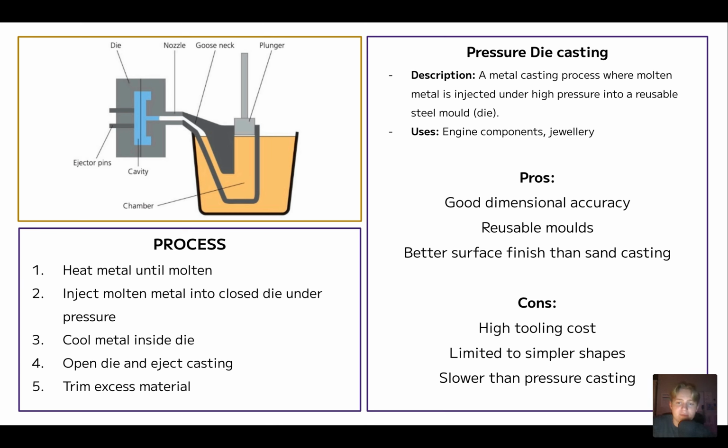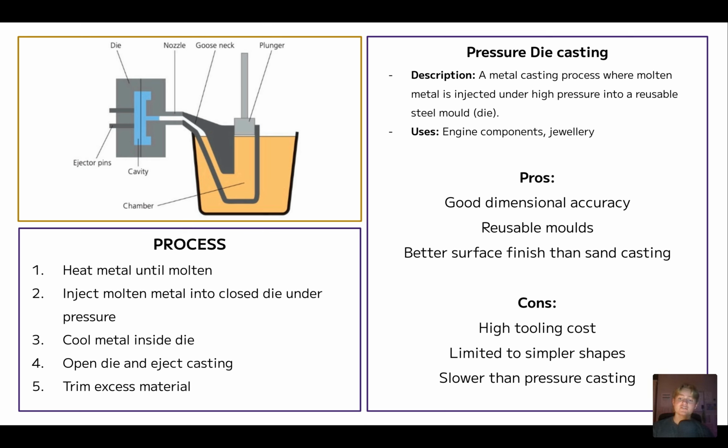Pros of it is you have very good dimensional accuracy, again, because we're using a tooled piece of molding, and it's a reusable mold, which means it's quick to reuse, unlike sand casting. So it's more efficient, basically. And again, we get that better surface finish because we're using a smooth piece of molding. The cons of it is that, again, very high tooling cost. It's the same pros and cons of gravity casting, except, of course, in this scenario, the pro against gravity casting is that it is actually faster than gravity casting.